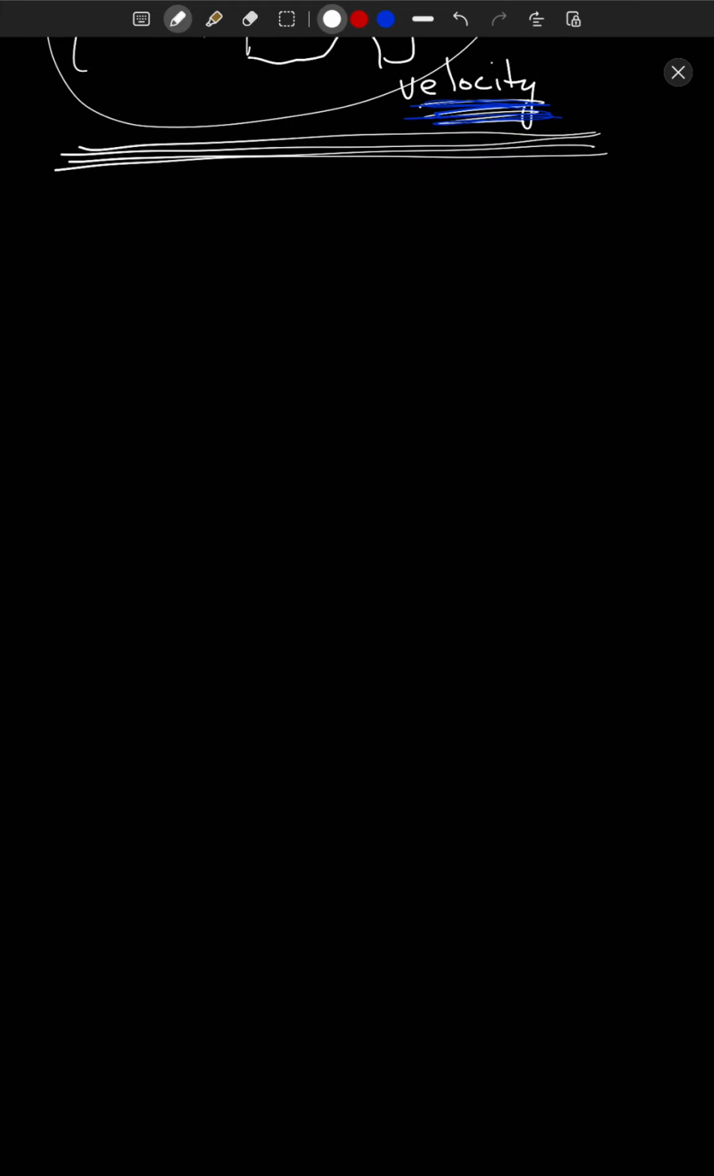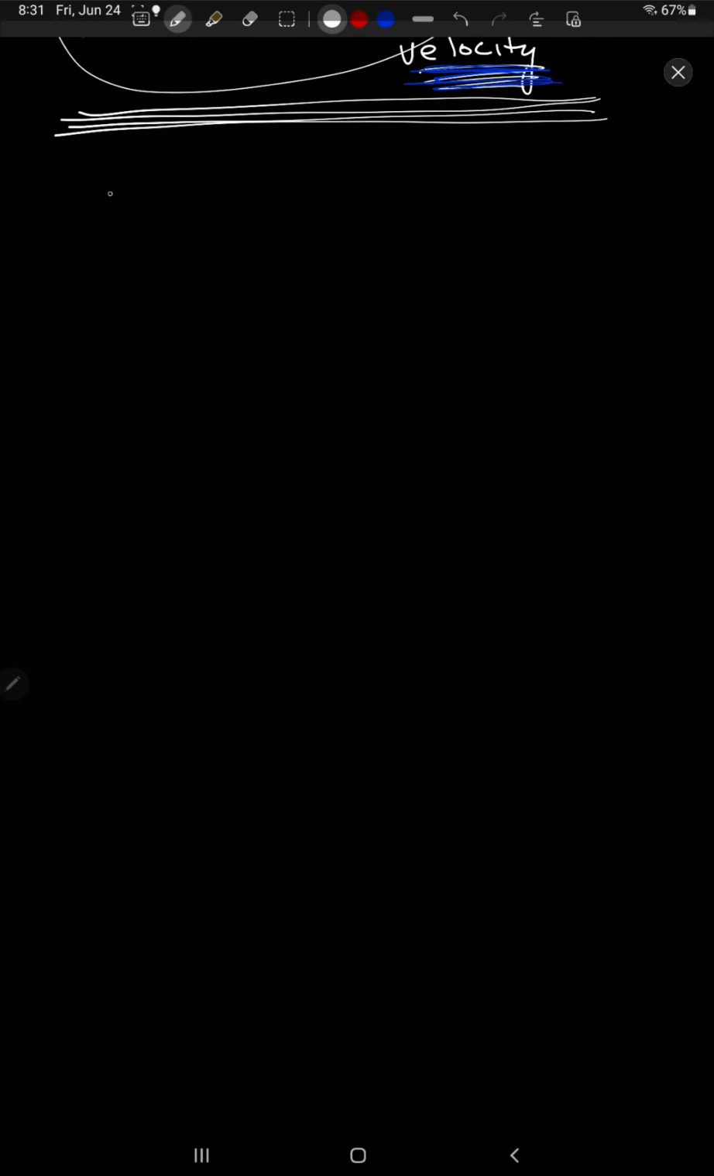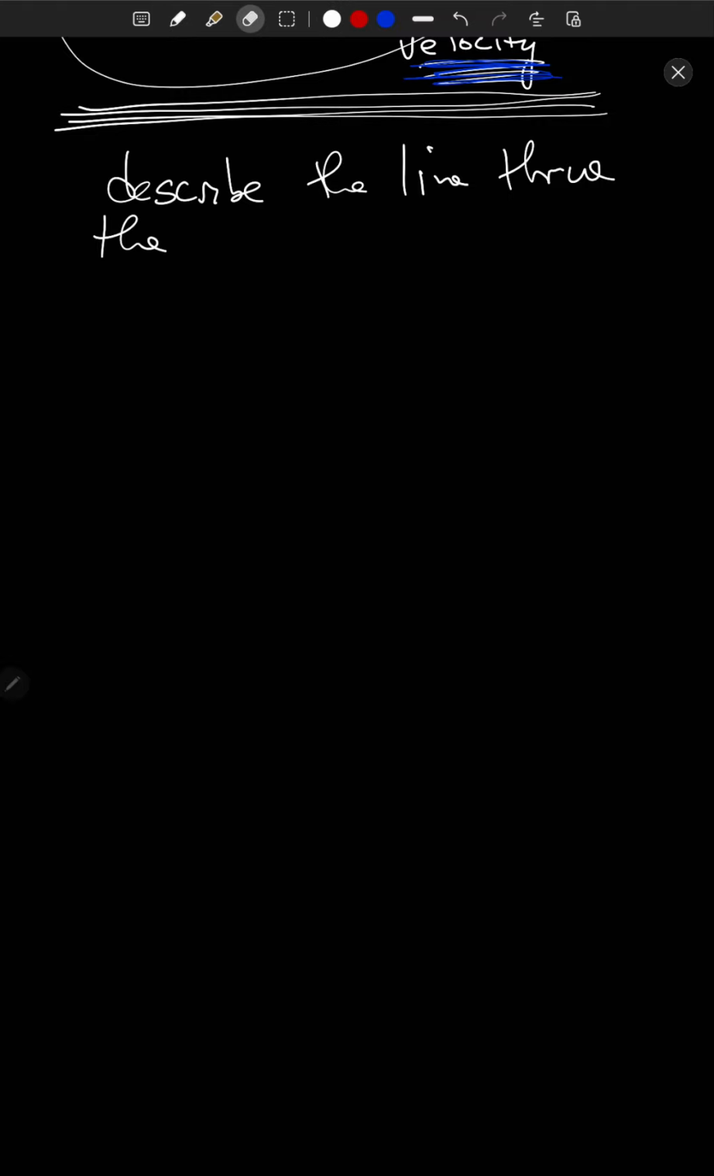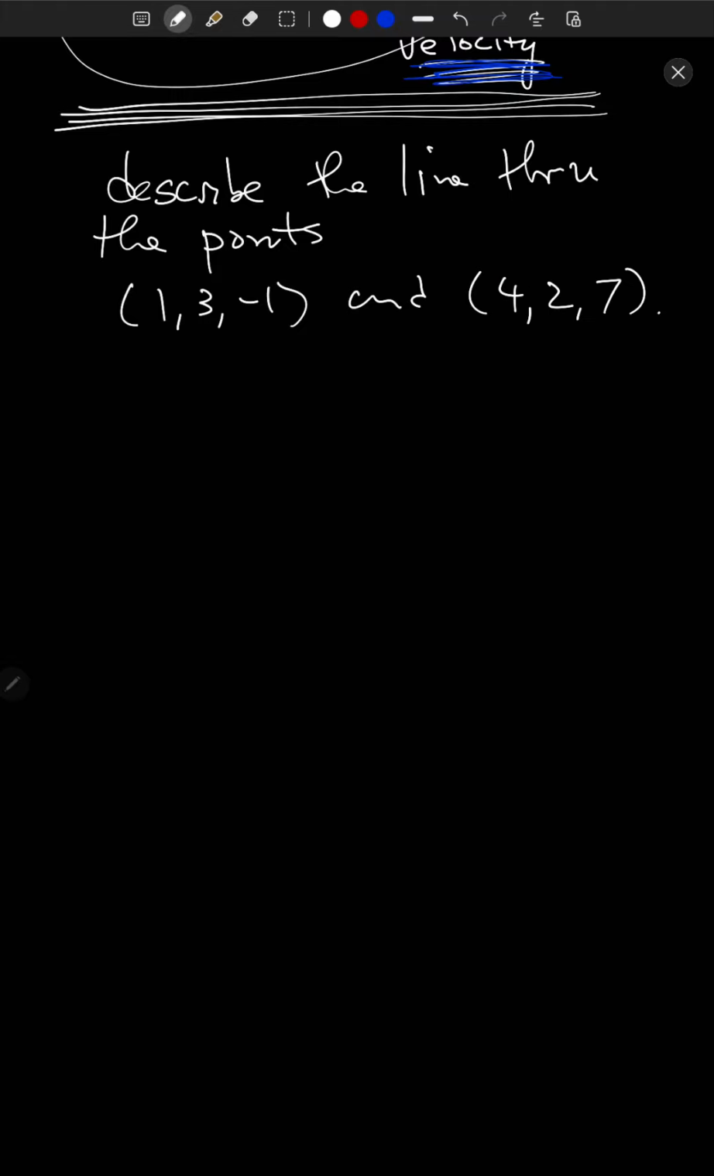I guess this has all been abstract. Let me just write down a quick example. So let's say, describe the line through the points (1, 3, -1) and (4, 2, 7). All right. Okay, so in other words, write down the vector equation and maybe also write down the parametric equation.